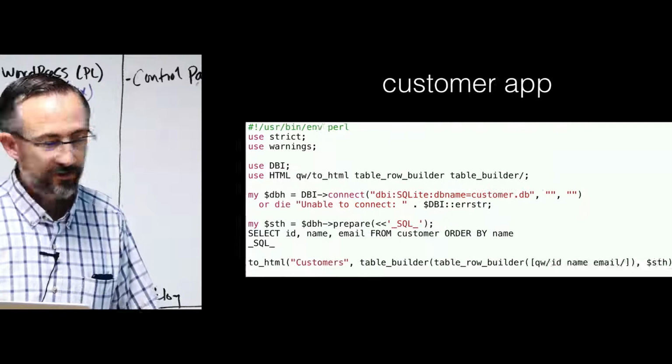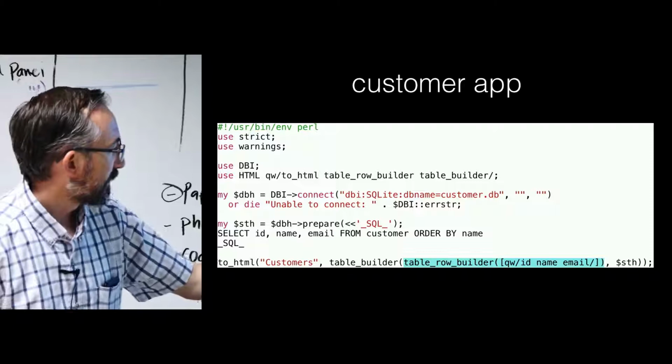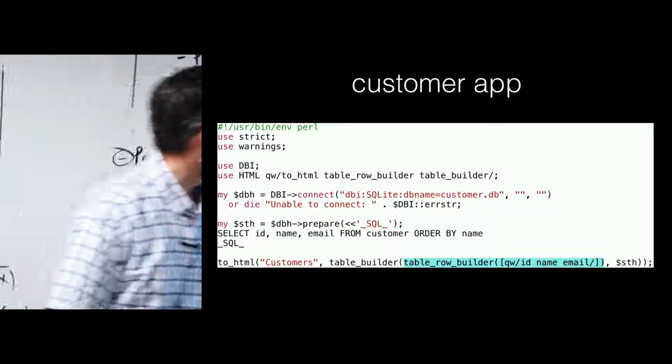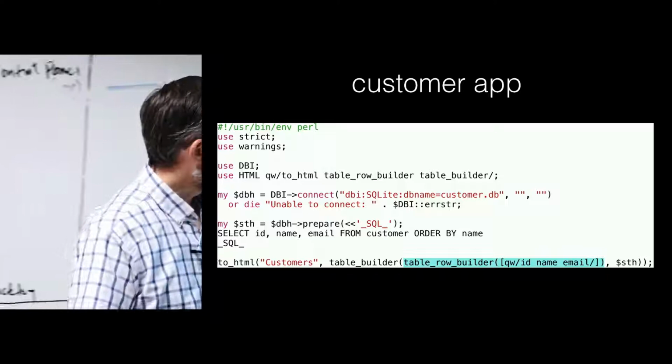We're using a more functional style here, where the table row builder is the first argument to the table builder, which is the second argument to the 2HTML. So we've just nested those function calls there without the need of intervening variables. This is starting to look a little bit like Lisp, isn't it? In fact, if we move the open paren to the left of the function name, it would be Lisp.